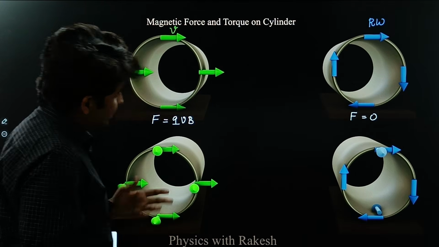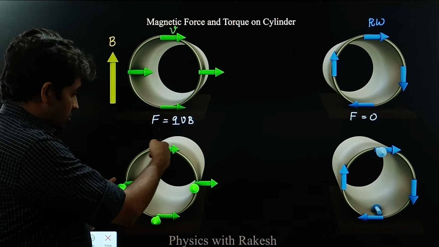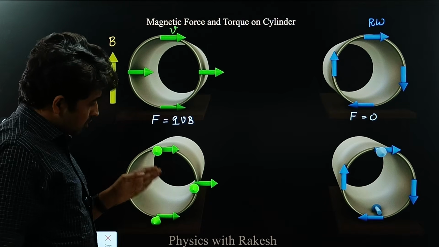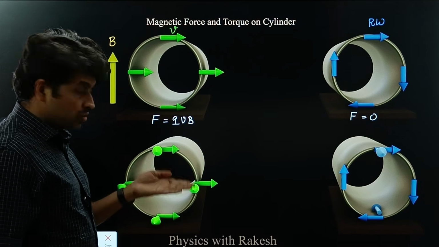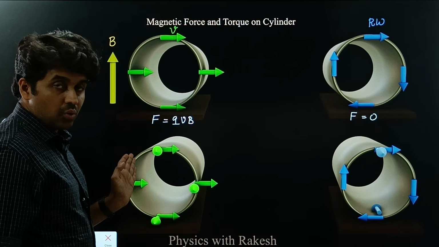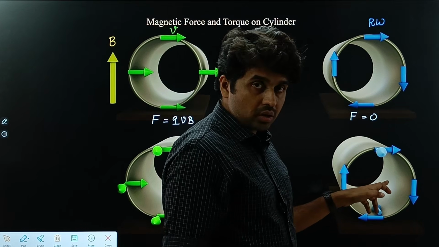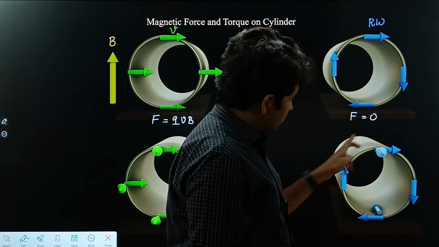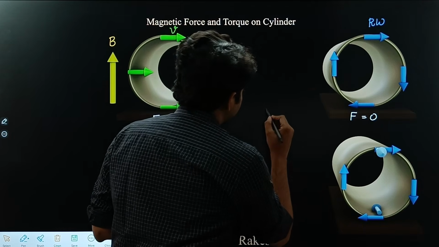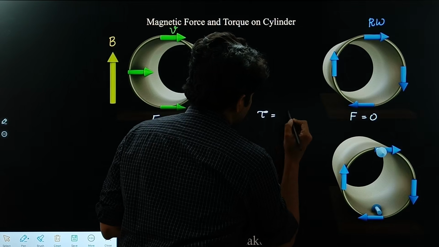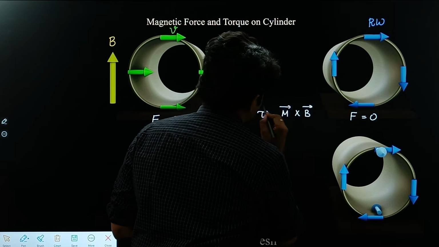The next thing, torque. The forces which are outside, if I take torque about the center, the net torque is 0 because force is distributed equally everywhere. Now let us see what the torque is for the rotation. This is rotating, so we already know the formula. Torque equals M bar cross B bar.